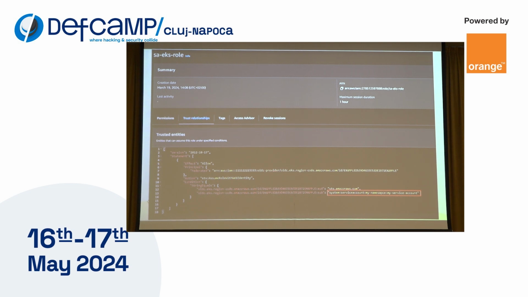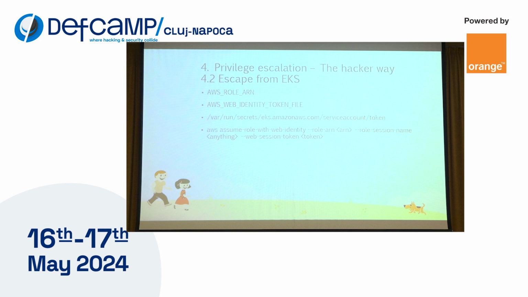And we had a case where from EKS, we managed to assume a role in AWS that allowed us to further escalate privileges to another attack vector. And essentially, you want to look for environment variables that contain the AWS role ARN and the AWS web identity token file, and the token file is stored at this location by default. And once you have that token, you can run this command that will assume the role we just showed. And you just have to specify the web identity token, which is a JWT token, if I'm not mistaken.